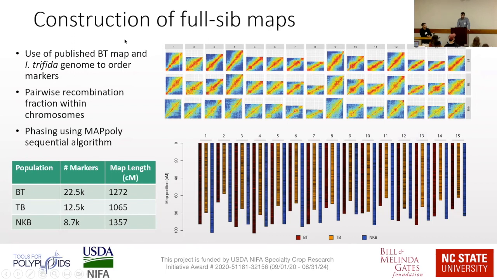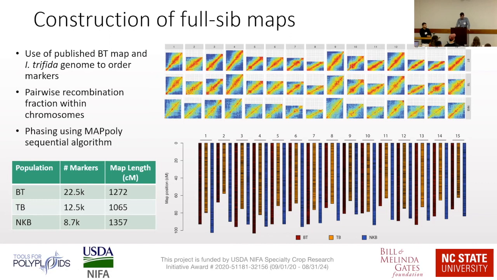In this case, we used the order of the published map, the BT map, which is basically using this first order here, and also the Trifida genome. We have a mixture of these two sources of information to order the markers, and we computed the recombination fraction.